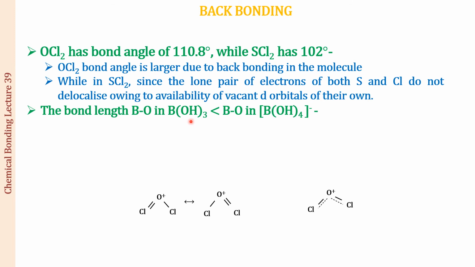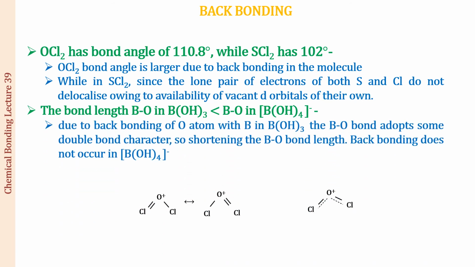This is the boric acid formula. So here we will have a back bond formed between boron and oxygen. Oxygen is going to have the lone pair of electrons, and boron has an empty orbital, so back bonding is possible. Both of them are second period elements. Whereas in B(OH)4 negative, boron is going to make 4 sigma bonds, and hence it is not going to have a vacant orbital.